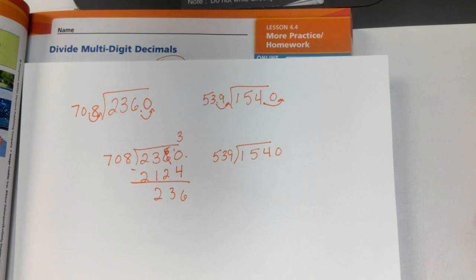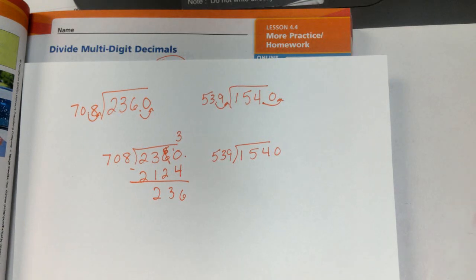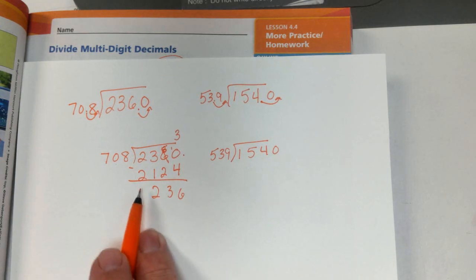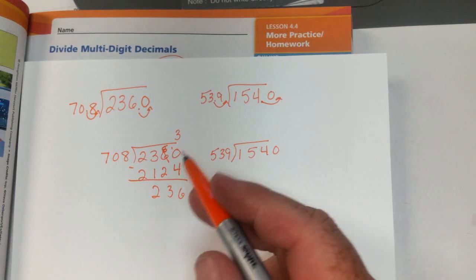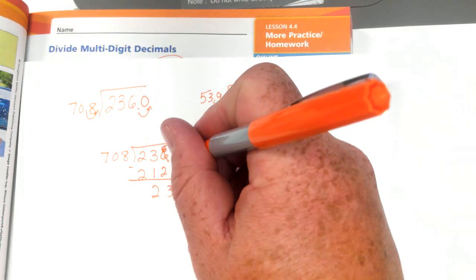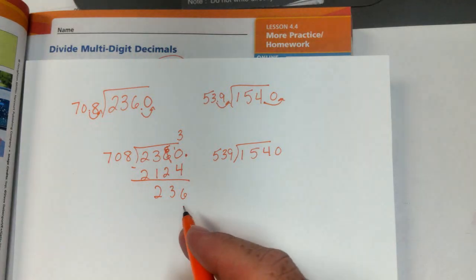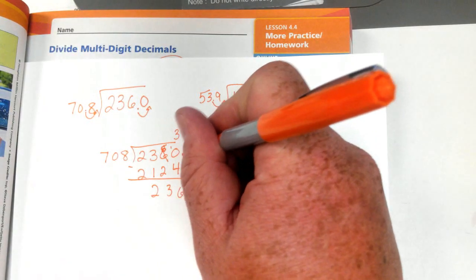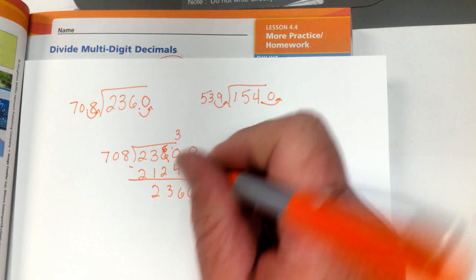Okay, in my first division problem, I guessed that this number, 700, would go in there about 3 times, and that number does work. I get 2,124 with a remainder of 236. Now, since we're dealing with decimals, we don't have a remainder that we're going to work with. We're just going to continue to divide by adding zeros. So I'm going to add another 0 there and bring it down.